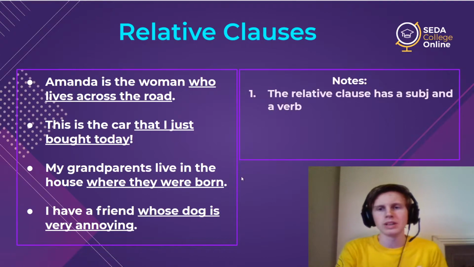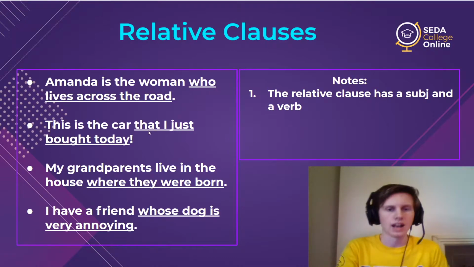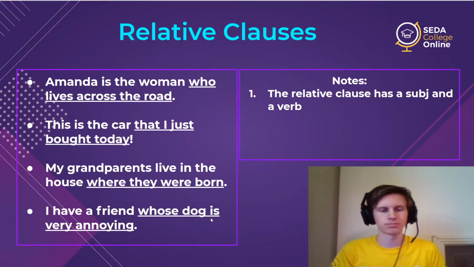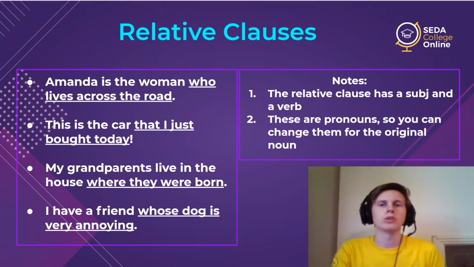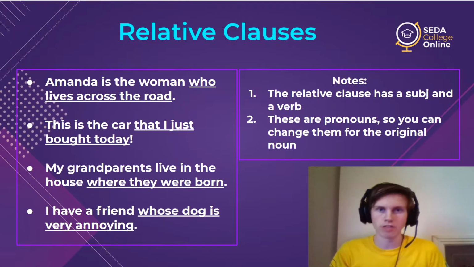So remember that a relative clause always has a subject and a verb because it's a small sentence. I bought. They were. The dog is. They'll always have a subject. And also, note that these are pronouns. The relative pronouns who, that, where, and whose are pronouns. And a pronoun is a word that represents another noun.